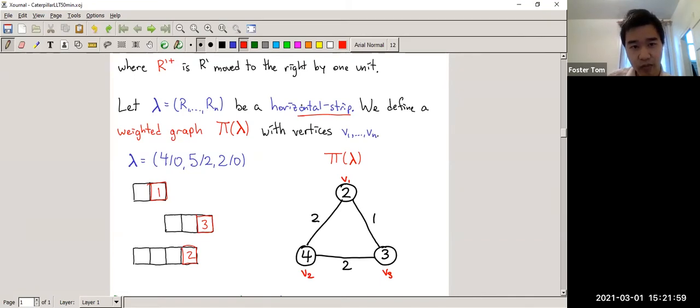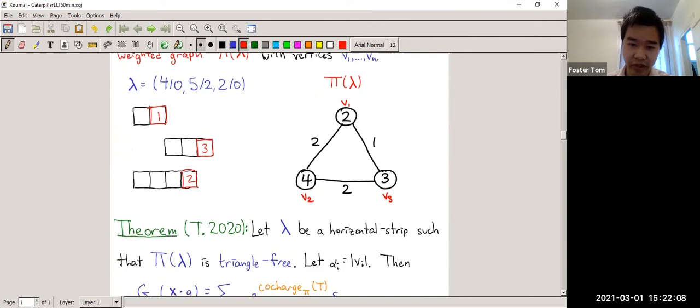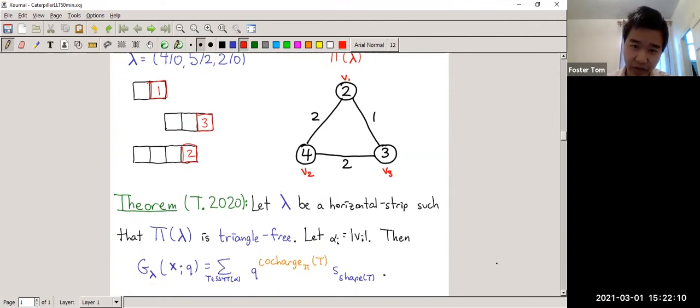This is an idea I had where I wanted to generalize the graph from the unicellular case. And then my main theorem states that if this graph happens to have no triangles, so I guess it doesn't apply in this case because it's a triangle, if the graph has no triangles, then I define a statistic that I call cocharge pi, and it really gives me a combinatorial Schur expansion of the LLT polynomial.